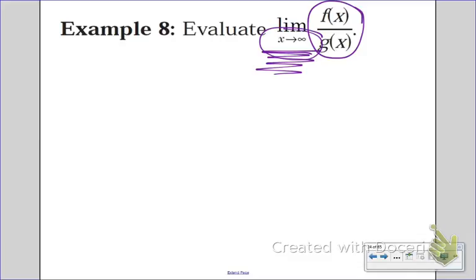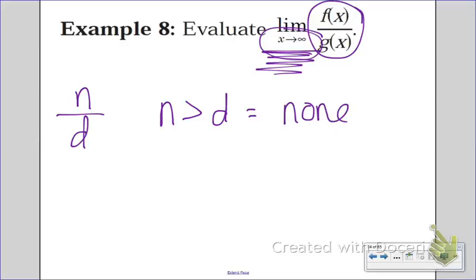The degrees. The degree of the top and the degree of the bottom. When we look at that, that's what tells us the horizontal asymptotes. So if n is the degree of the numerator and d is the degree of the denominator, if n is greater than d, so if the degree of the numerator is greater than the denominator, which one's that? None. So that one is no horizontal asymptote.